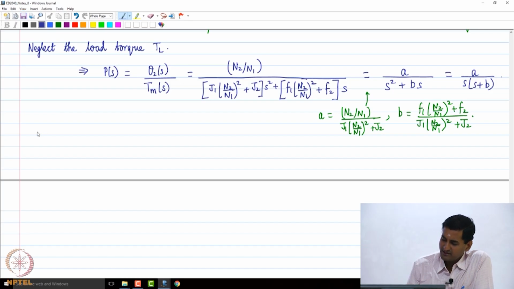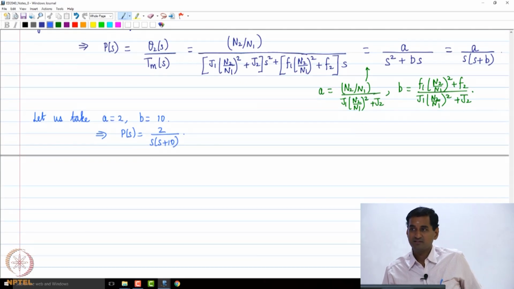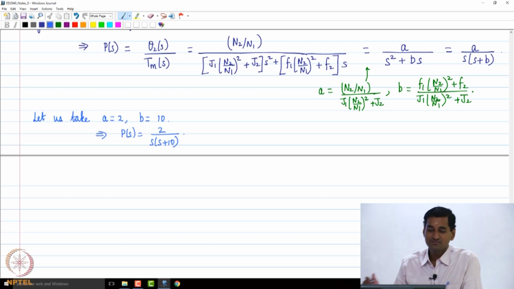So, once again for the sake of simplicity, let us take some numbers rather than parameters. Let us say we take A to be 2, B to be 10. Okay. So, this implies that the plant transfer function is, let us say, 2 divided by S times (S plus 10). Okay. So, that is what I am just considering, some numbers, so that we work with some numbers, right.